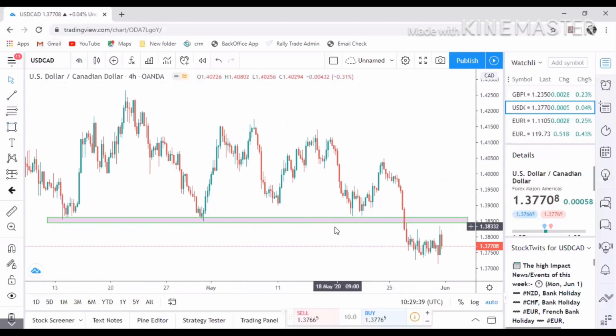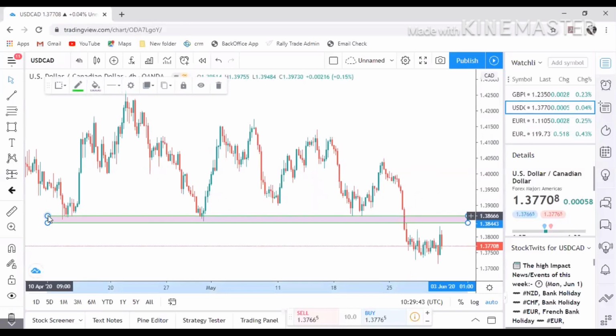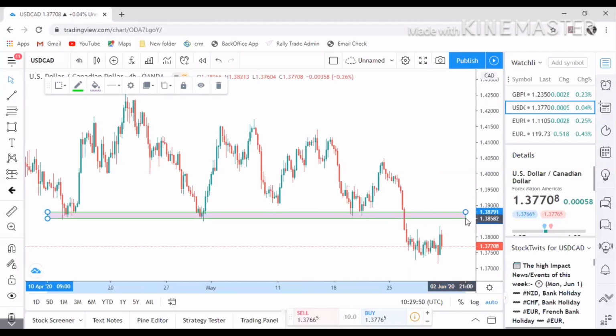Touch, touch, almost touch. If we can draw out our zone a bit above, let's see, touch the zone, touch the zone. Support zone is holding. What happened? Broke out of that support zone. Boom, boom, boom, boom. And now we're expecting price to do what?